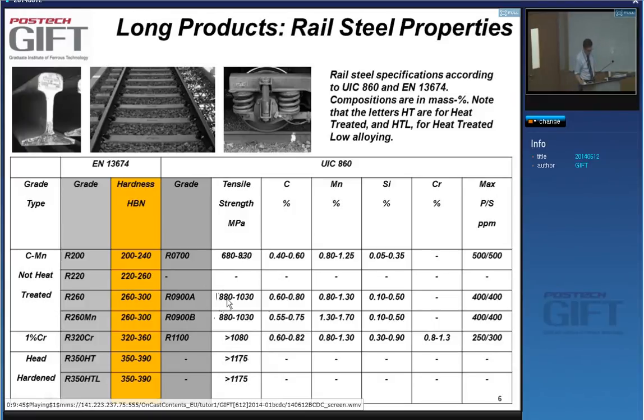And it depends also on what type of rail. Okay, well, we'll see that in a moment. There are different rails, depending on what it's used for, obviously.